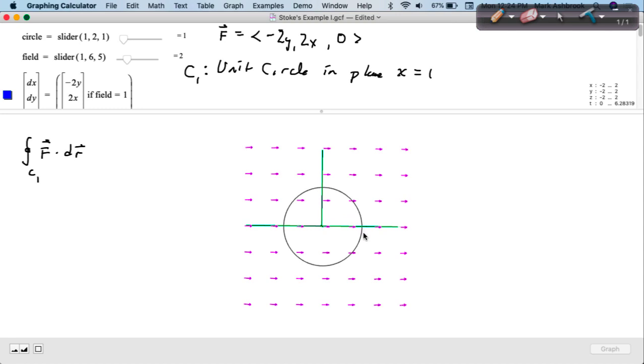Why'd you say that, John? Maybe because all the vectors are the same for 1, and so on the right side, I don't know if it's going to be negative or positive, but whatever it is, it's going to be the opposite of the other side. So if we started here and we went like this, what would our line integral be, say for that top half?